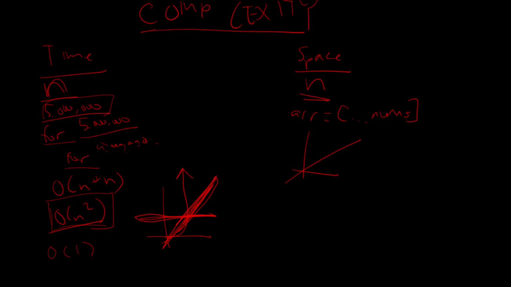Let's say you created a new array for each instance of this for loop. You create a new array here and you create a new array here. That would be n squared space. You would create n times n arrays essentially. But for this case, you're just iterating through the for loops and checking for valid conditions.